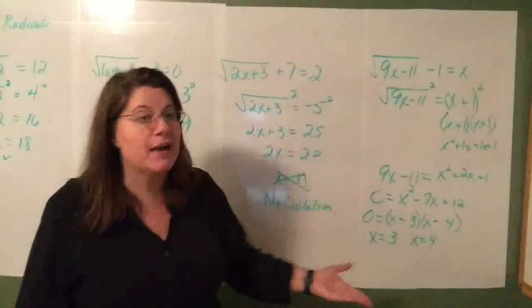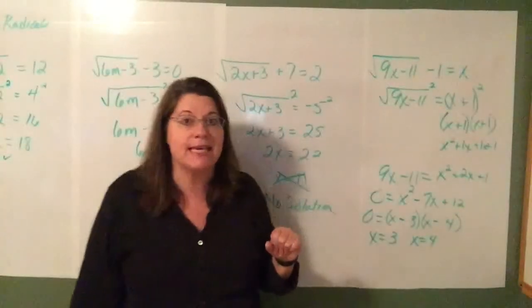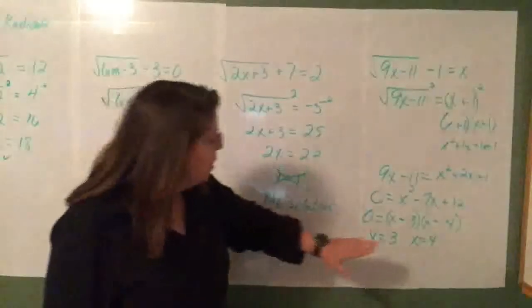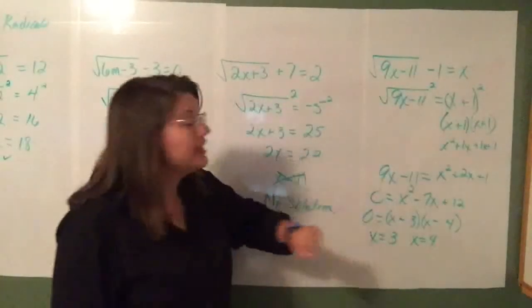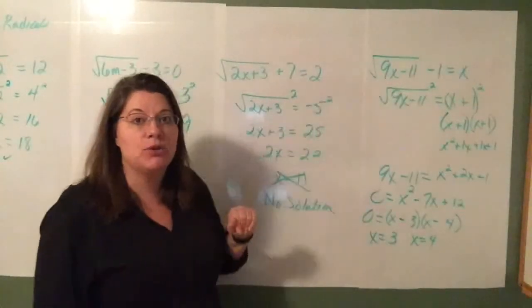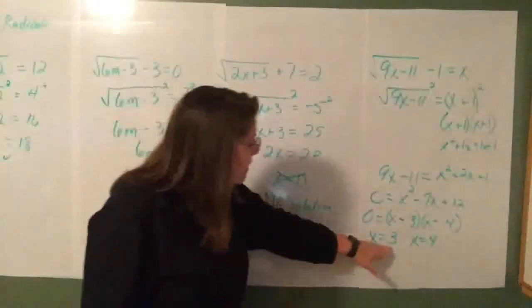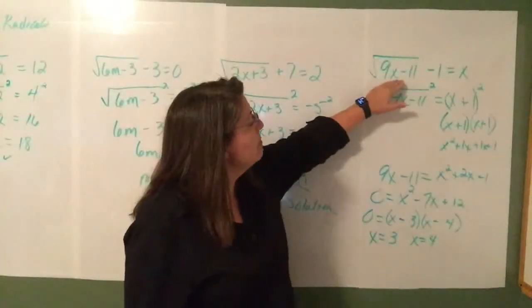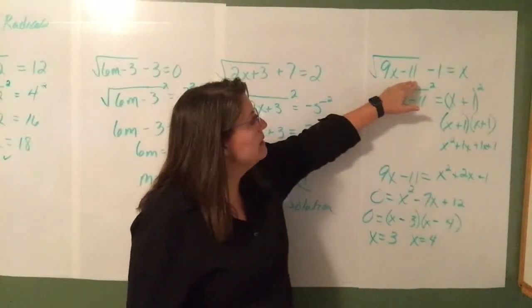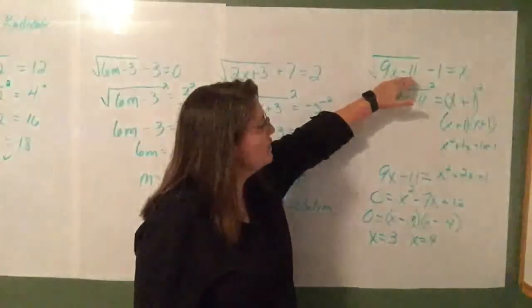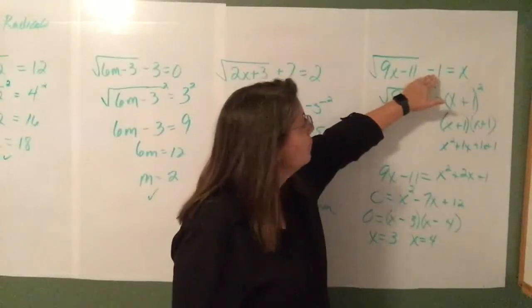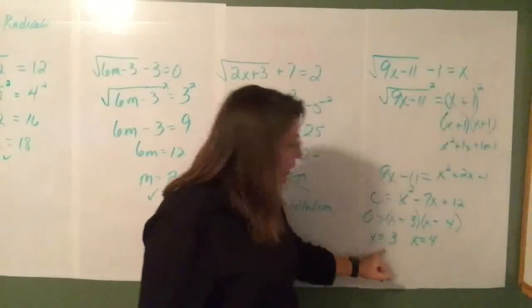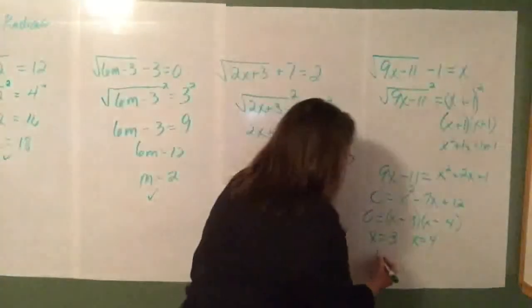And then the next step for solving radical equations is to check those. So we're going to have to take both of these one at a time and plug back into the original to see if they work. So if I plug 3 in, 9 times 3 is 27. 27 minus 11 is 16. Square root of 16 is 4. 4 minus 1 is 3 equals 3. That works, so we keep it.